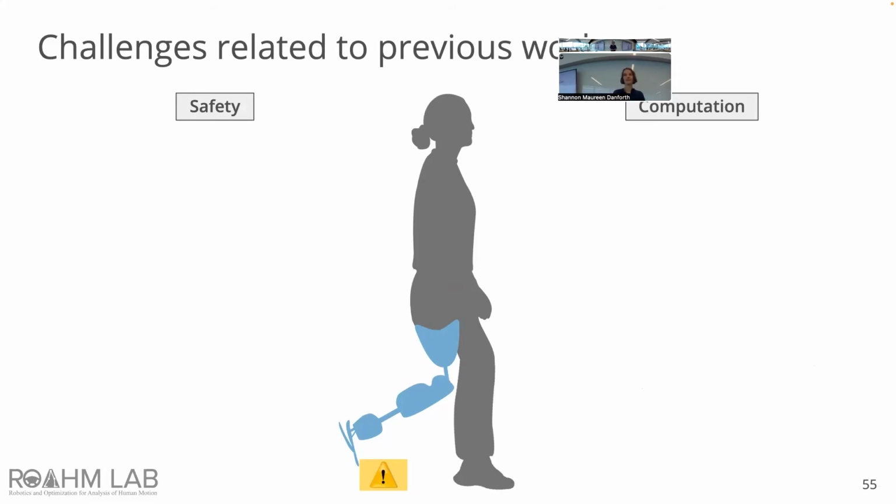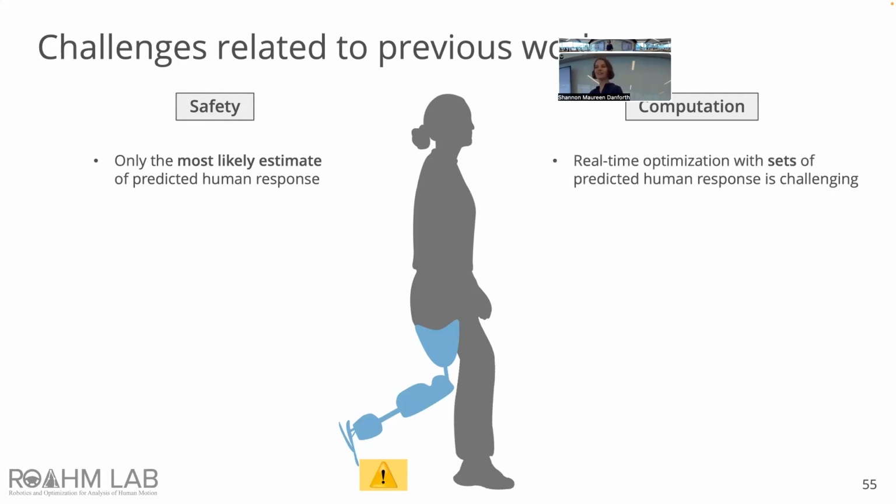But there are some challenges related to this work if we want to apply it to trip recovery. So first, the authors only use the most likely estimate of human trip response. But if we want to increase safety, we'd like to plan trip recovery behavior for a set of predicted human behavior, i.e. the reachable set, as I introduced in the first chapter. But doing real-time optimization with sets of predicted human motion is computationally challenging.